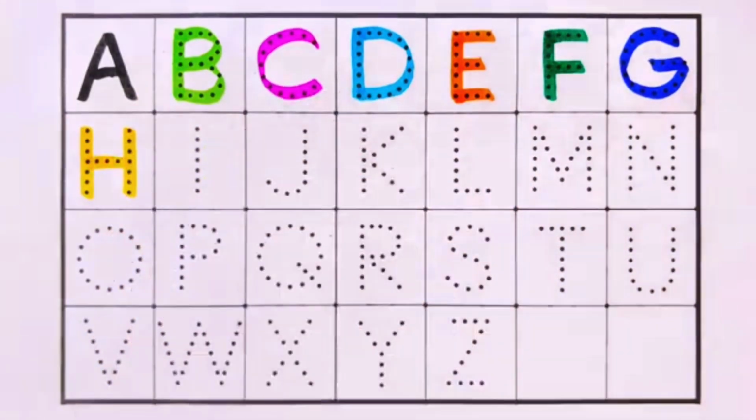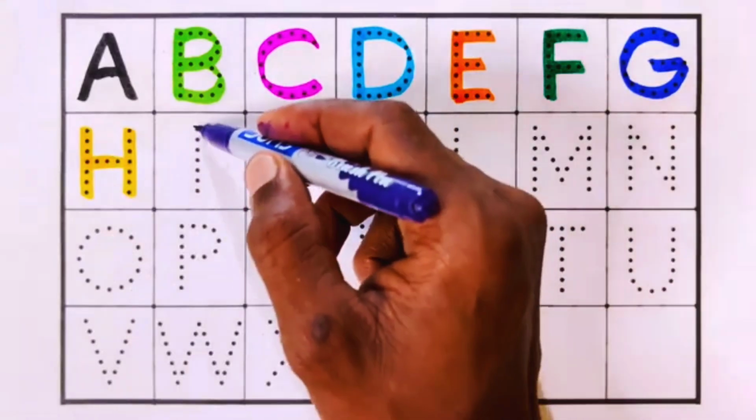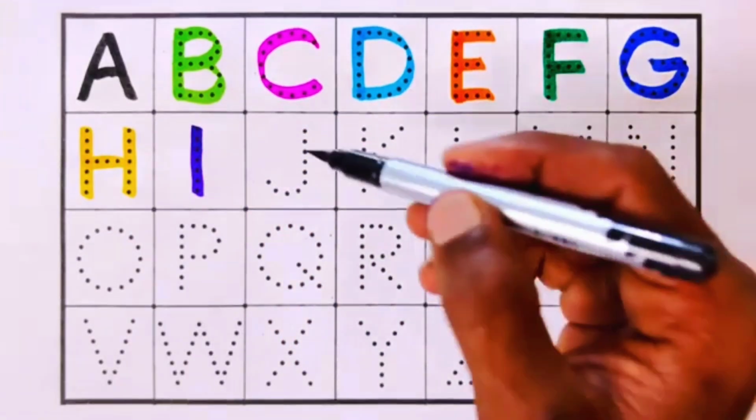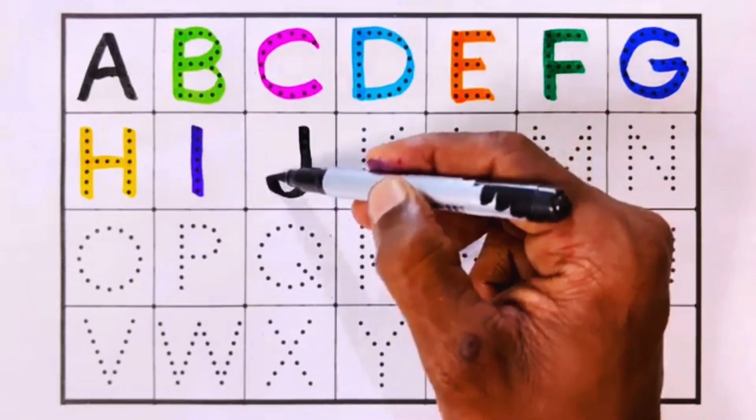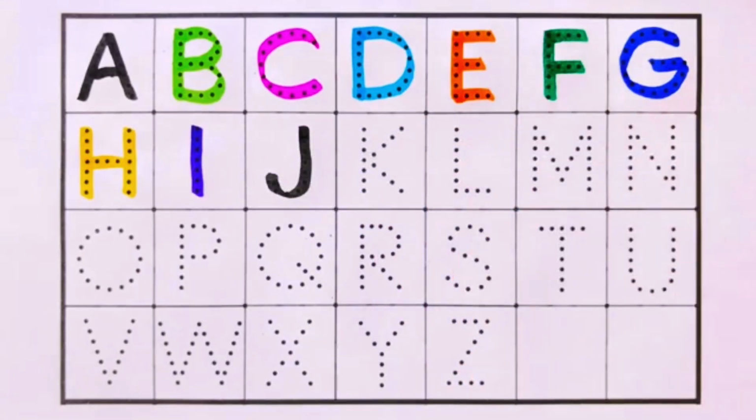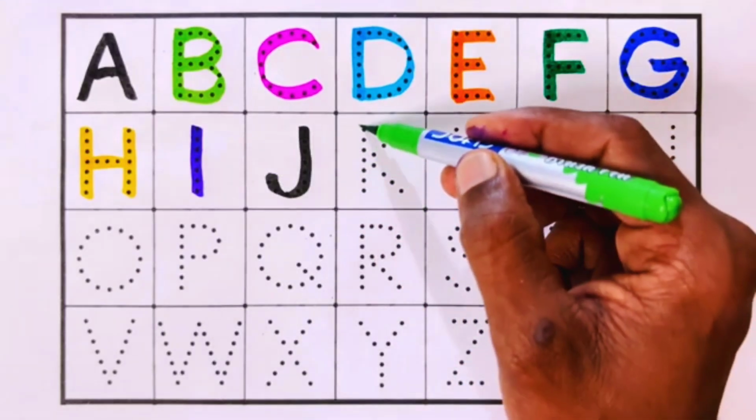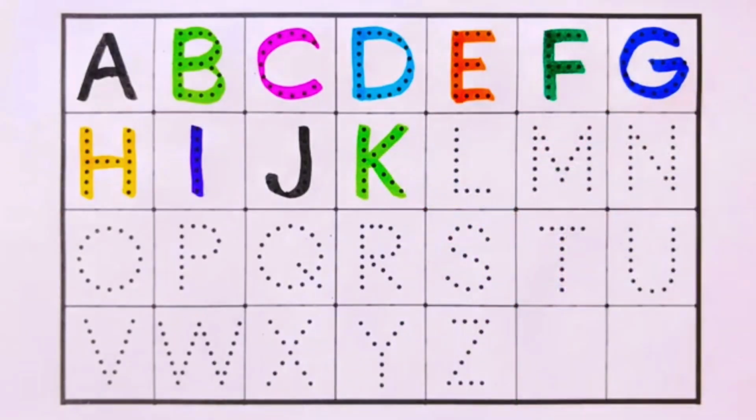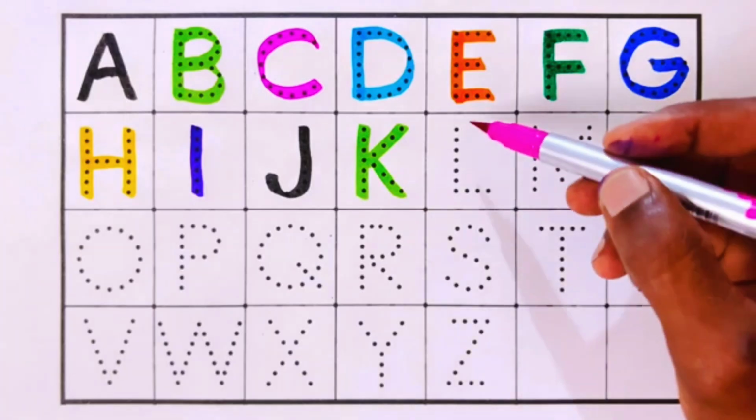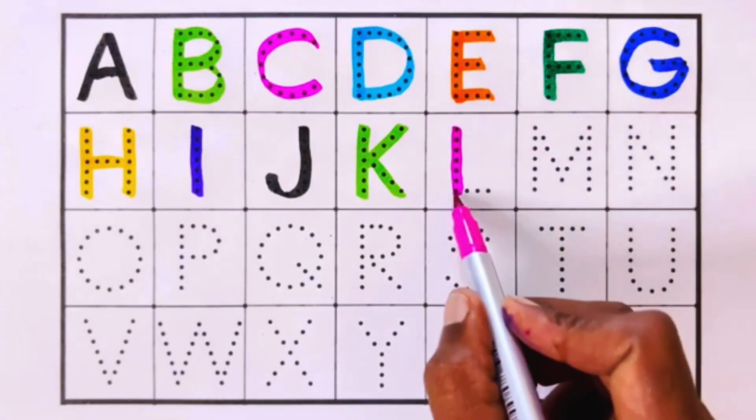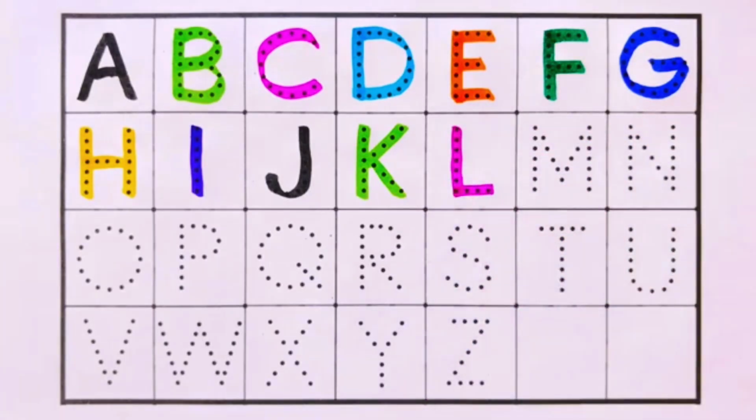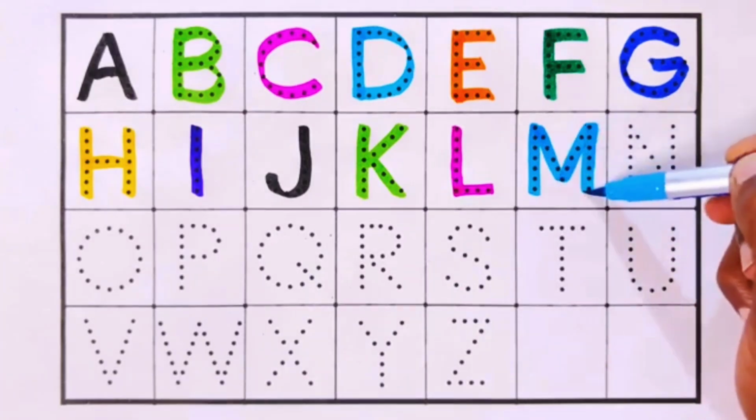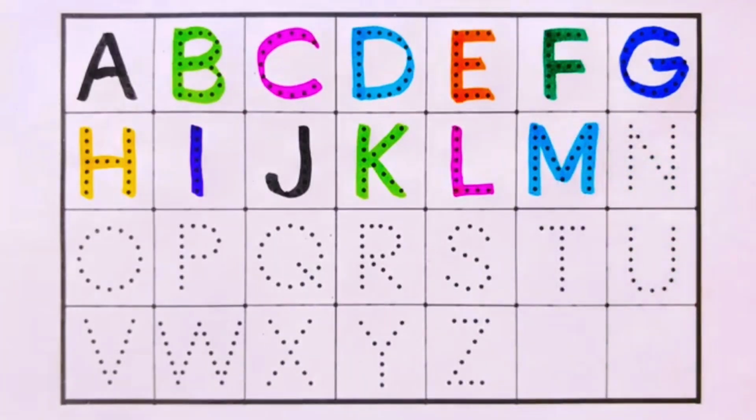H for horse, I for ice cream, J for joker, K for kite, L for lotus, M for monkey.